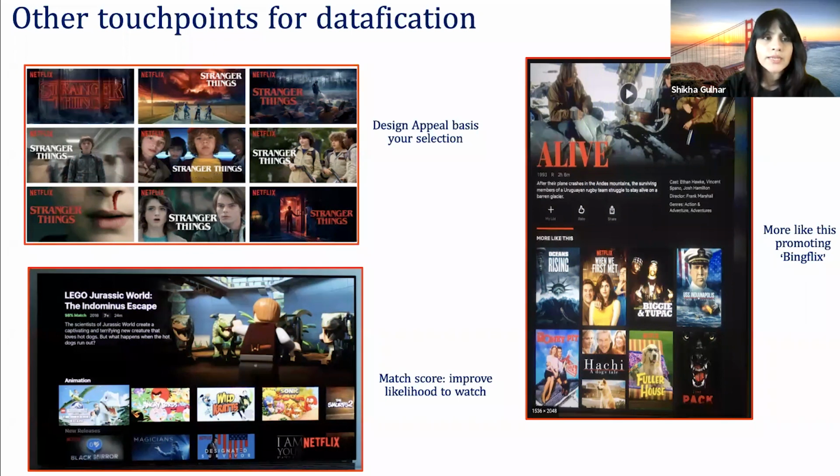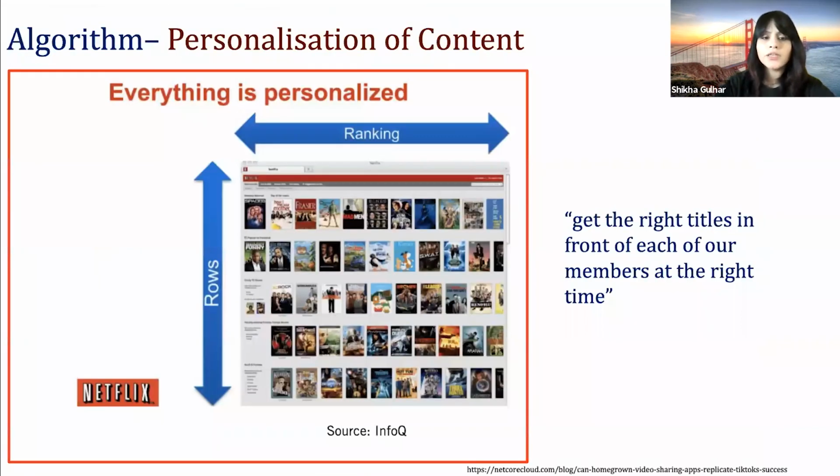Now that we have multiple clickstreams flowing from these touchpoints, all these clickstreams are then fed to the next component, which is the algorithm. So the algorithm is nothing but smart self-learning machine models, which are built in a way to capture all these clickstreams as input or vectors, and then come up with the most contextual personalized output. Now, in the words of Netflix itself, getting the right titles in front of each of our members at the right time is the main objective of personalization of content.